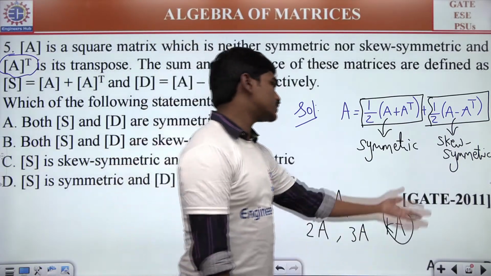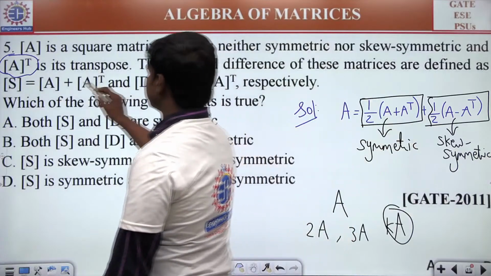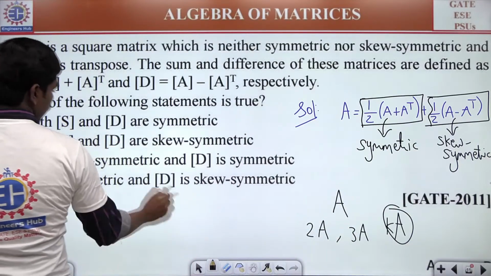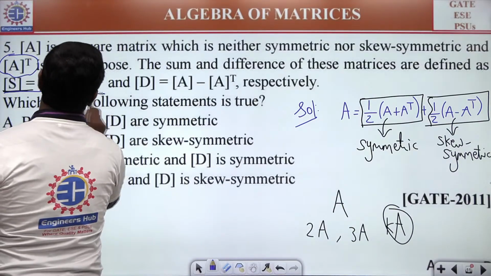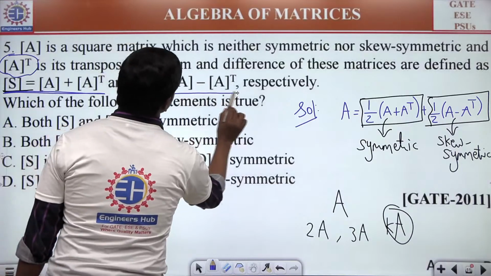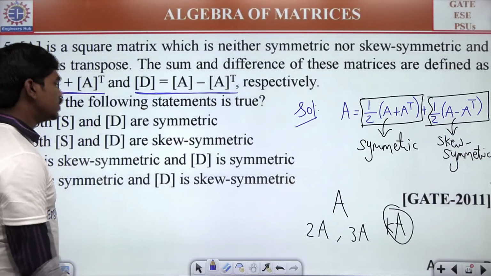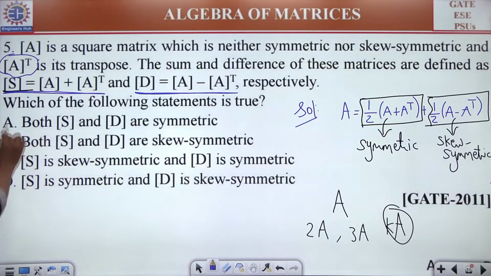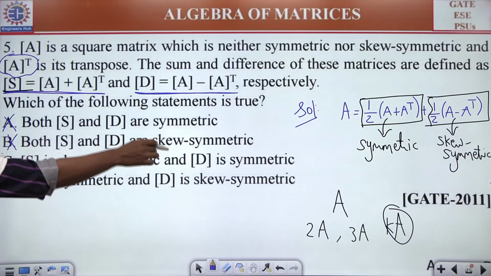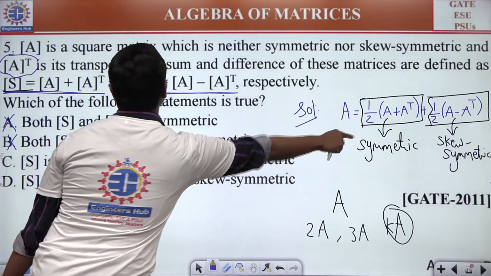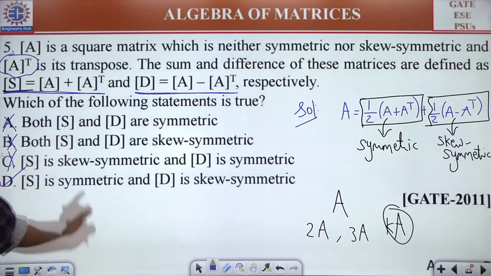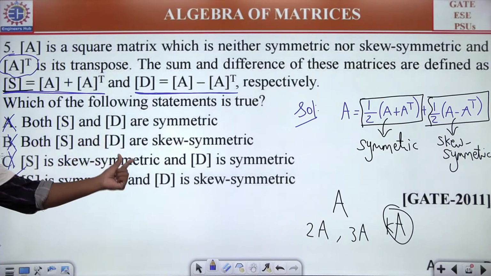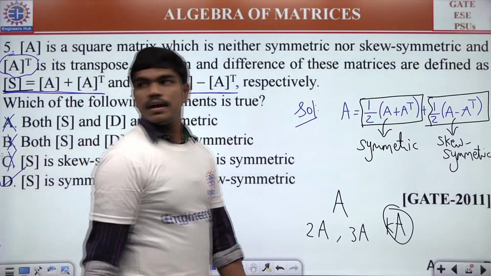Yes. So if that's the case, then definitely this S, which is given by A plus A transpose, is symmetric, and this D, given by A minus A transpose, is skew symmetric. So both S and D are symmetric? No. Both S and D are skew symmetric? No, false. S is skew symmetric and D is symmetric, but they have denoted this part as S. So this is a wrong answer. But of course, D is the correct answer because they have clearly given S is a symmetric matrix and D is a skew symmetric matrix. Clear?